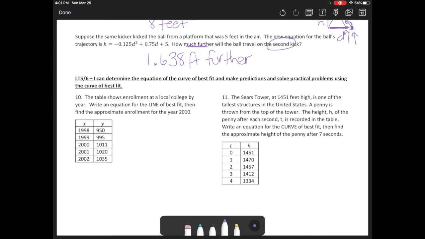Looking at number 10, it says the table shows enrollment at a local college by year. Write an equation for the line of best fit. This one says line, so that means we are going to be linear, and then find the approximate enrollment for the year 2010. So we're going to put this table in Desmos, and then we're going to do y1 squiggle mx1 plus b. Where it says line, that's a clue that we're doing line.